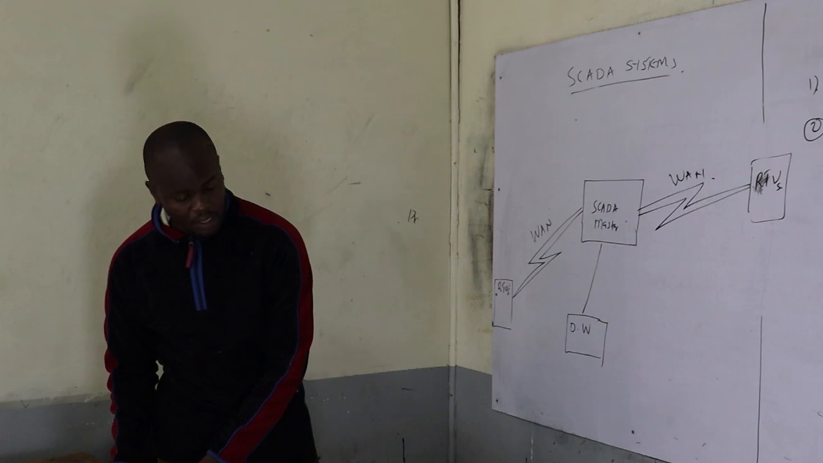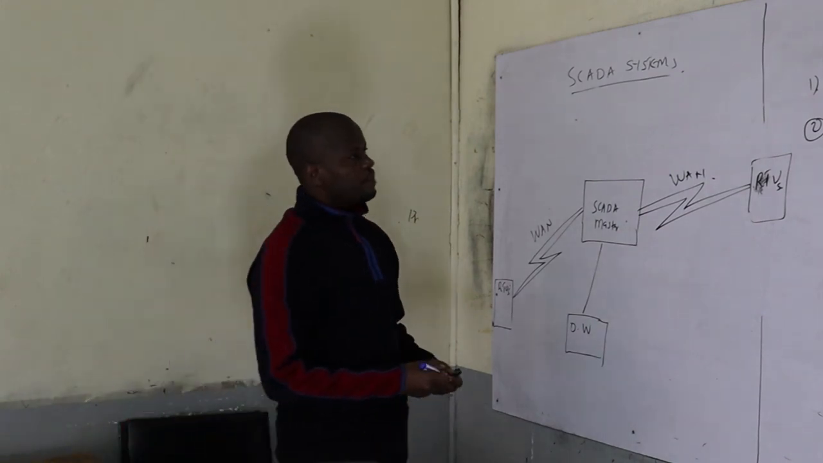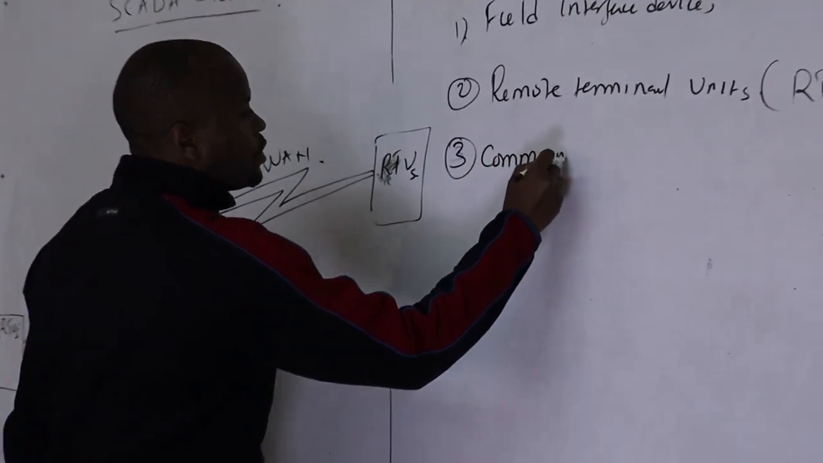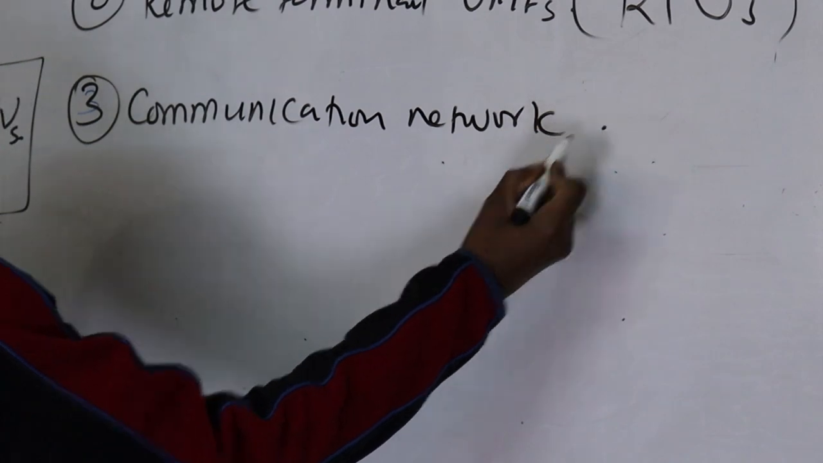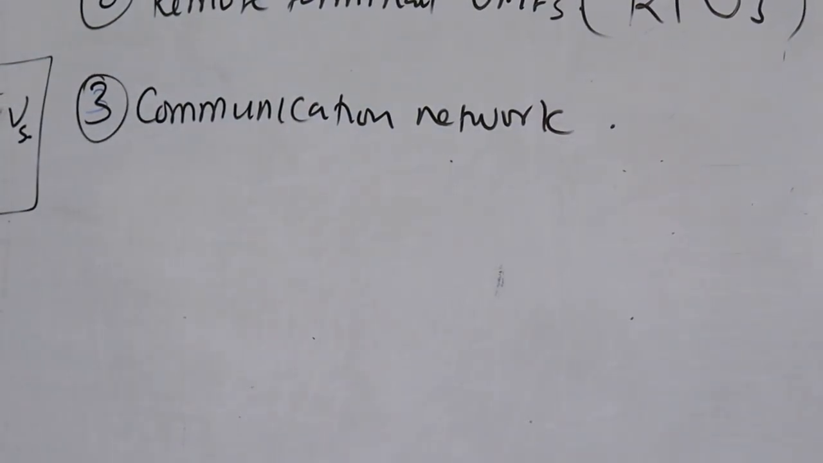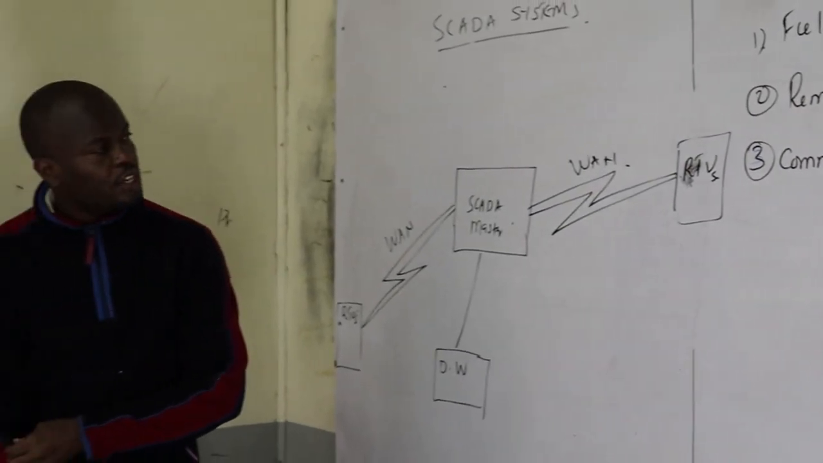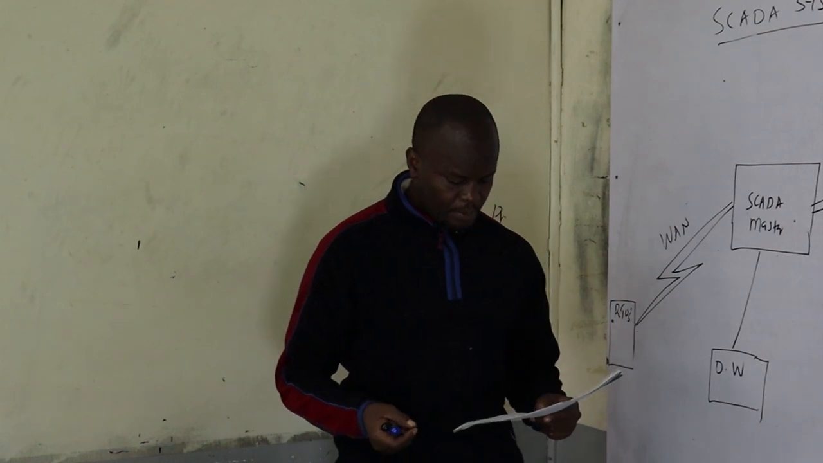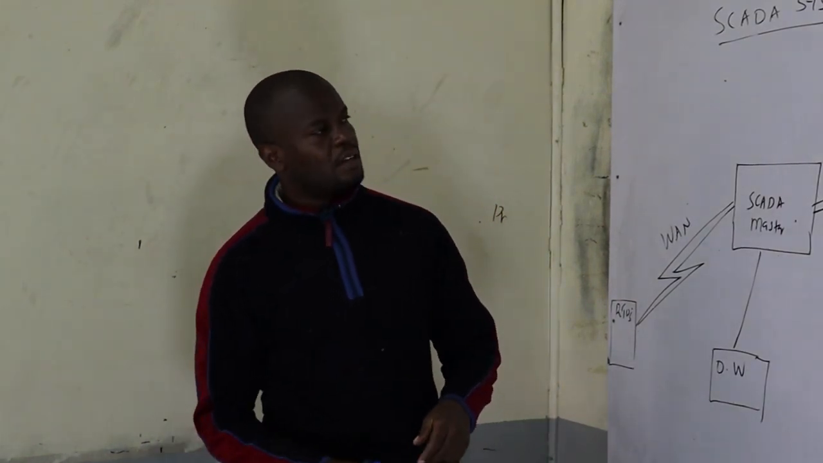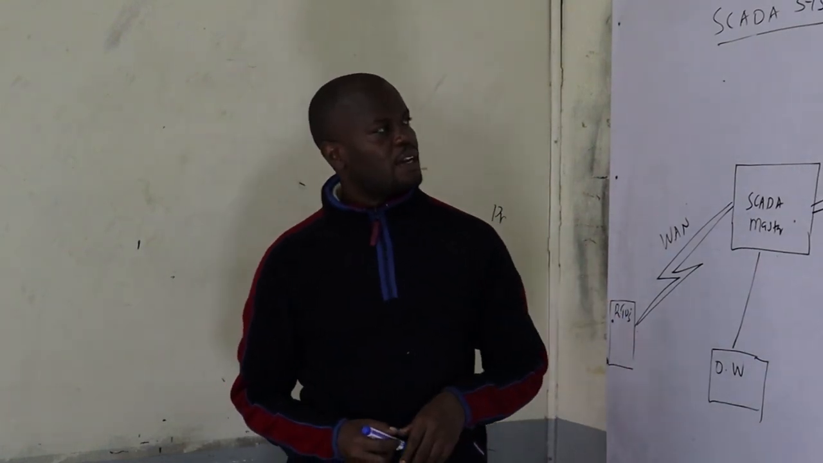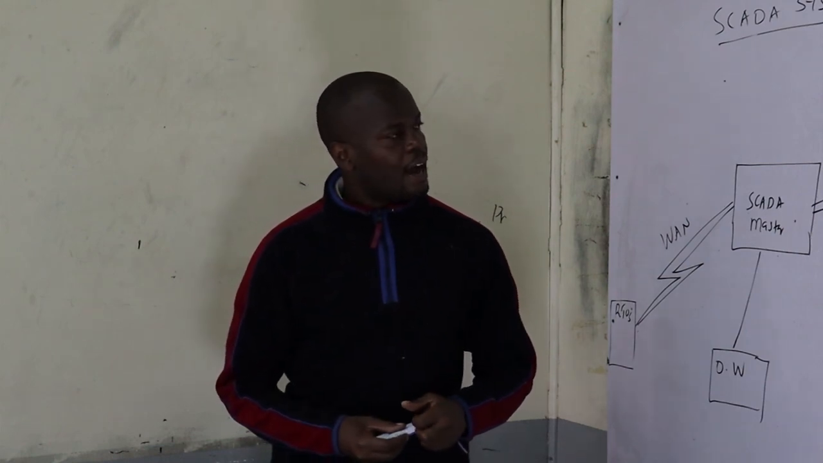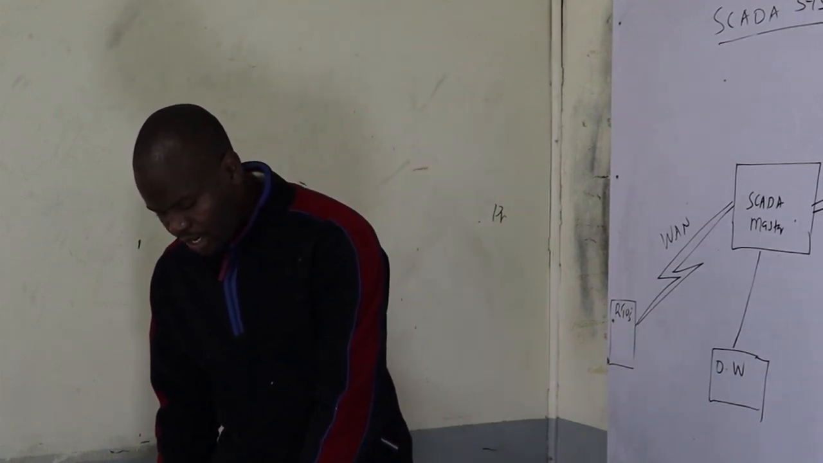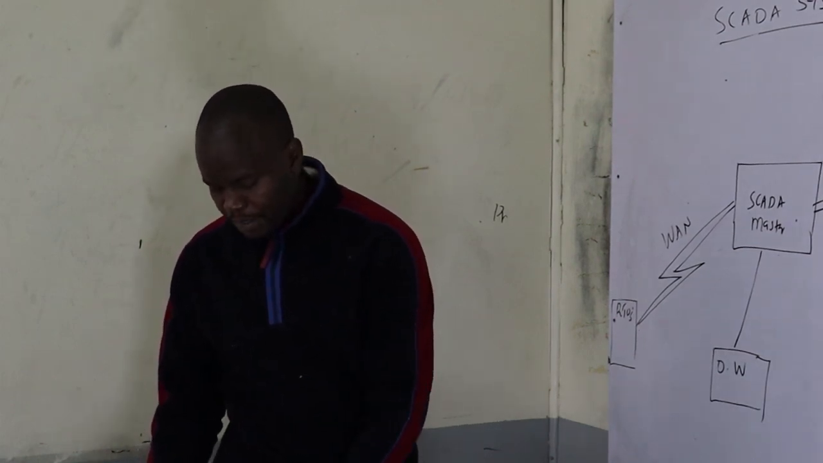So the next thing that we can talk about again here is what we refer to as the communication network. Since all the activities that are happening at the other end must be communicated to the host computer, the communication network usually provides a means by which the data can be transferred between the central host computer and the field-based RTUs. The medium that is always used in order to transmit the data can be the telephone cable, it can be a radio, or any other.